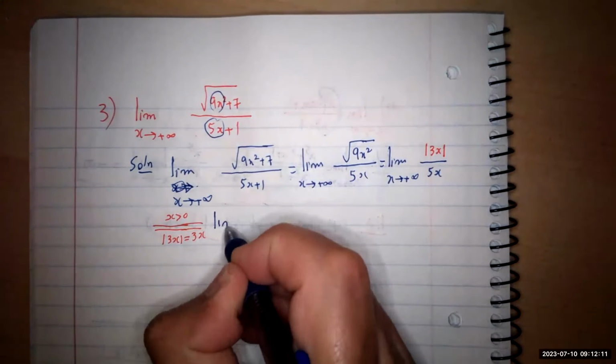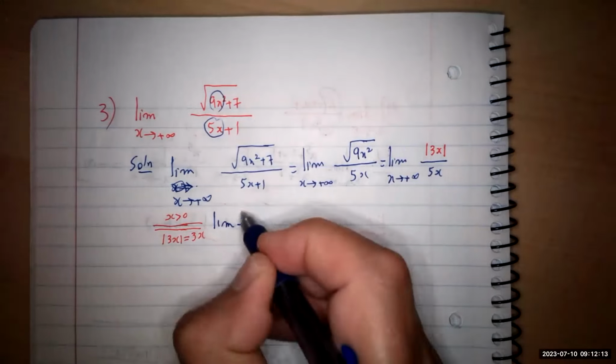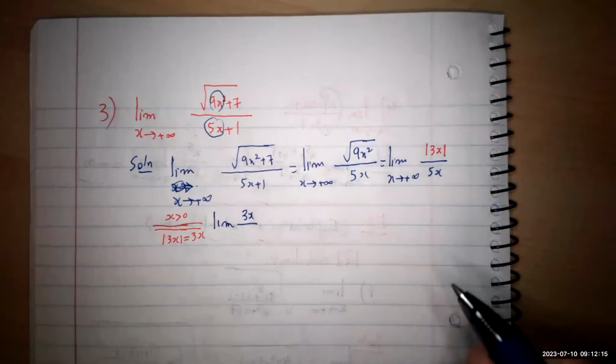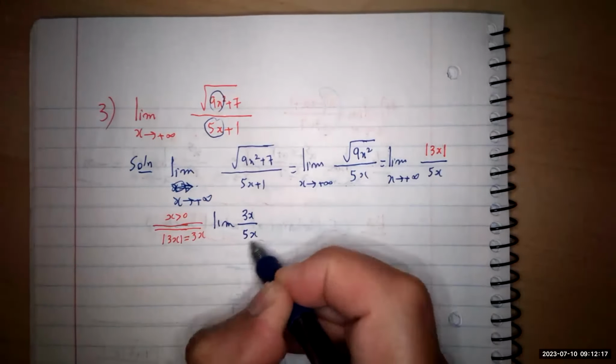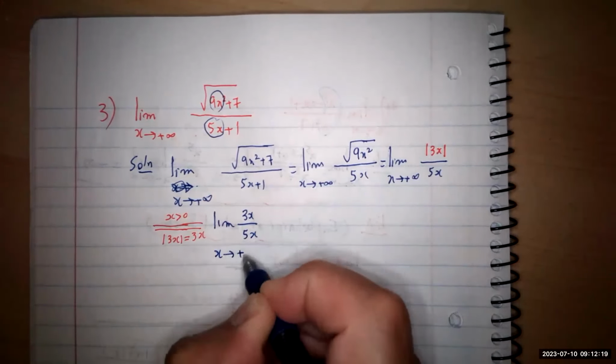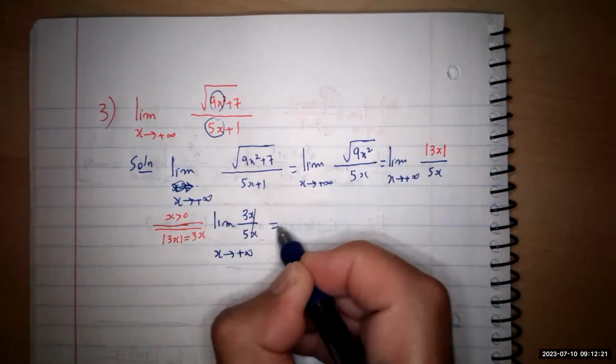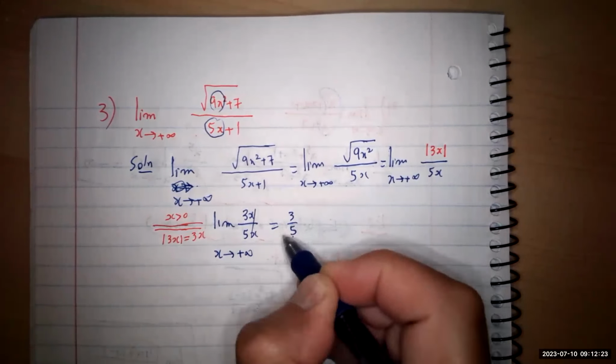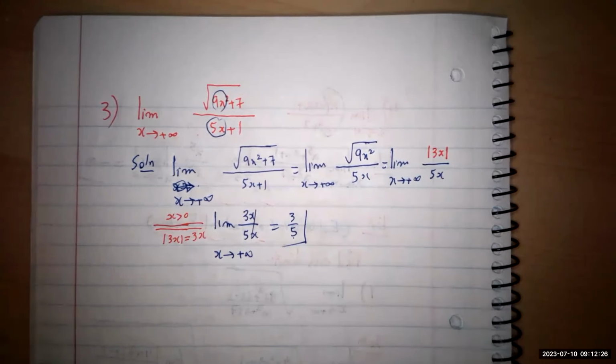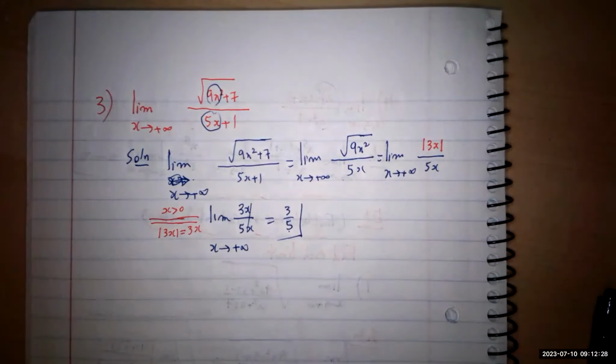It's going to be the limit of, keep the limit all the time, 3x over 5x, and x goes to positive infinity. You simplify the x's, the result would be 3/5. The final answer. Very nice method. Just keep it in order, and everything would be fine.